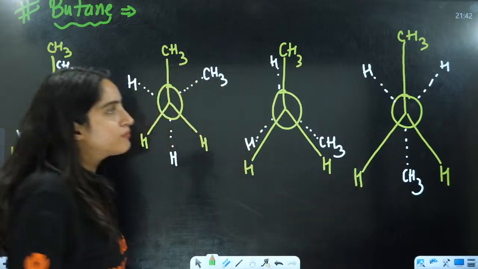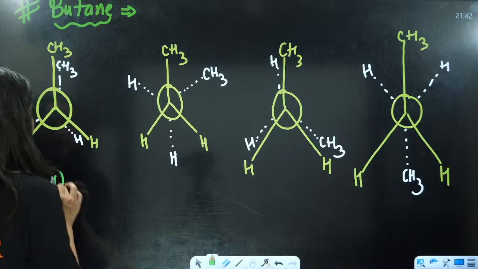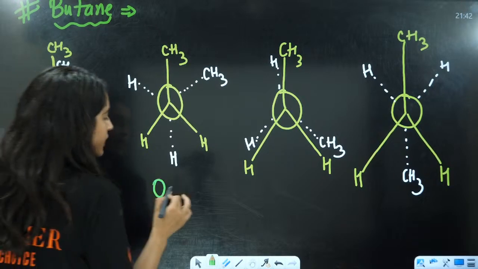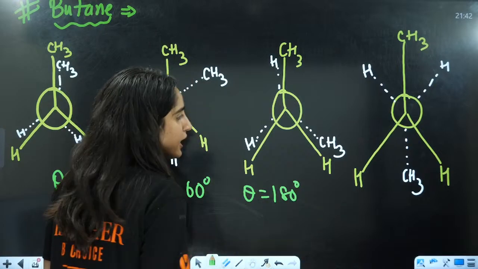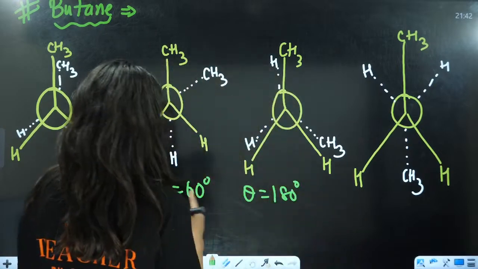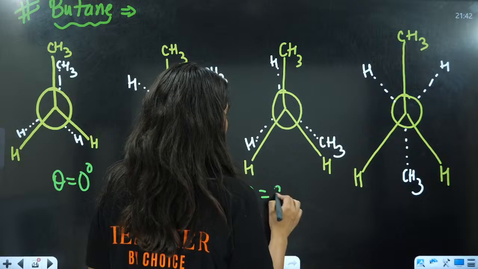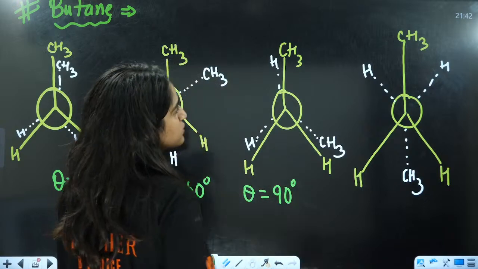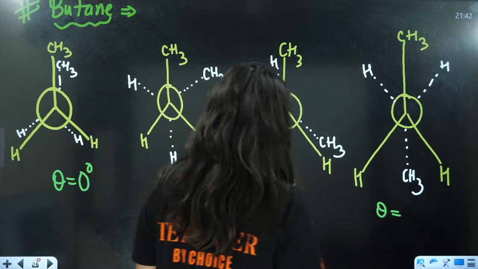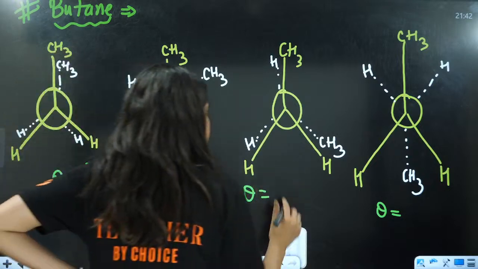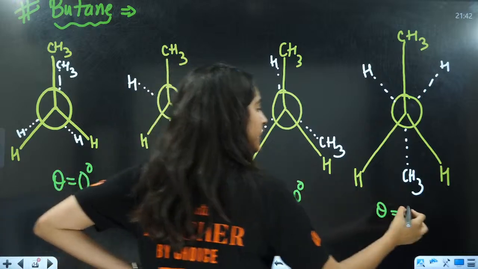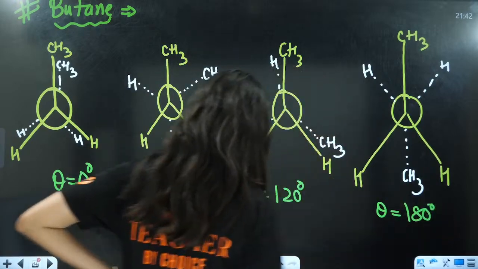Now everyone, name these 4 structures. This is theta, the dihedral angle. Here the dihedral angle is 0 degree. Here it is 60 degree. Here it is 180 degree. And here it is 90 degree, and here it is 180 degree. Here theta is 120 degree, and here it is 180 degree.